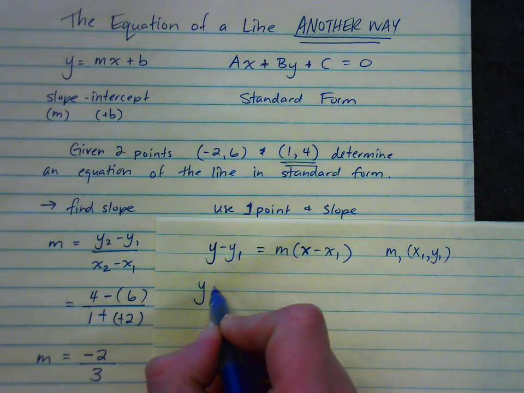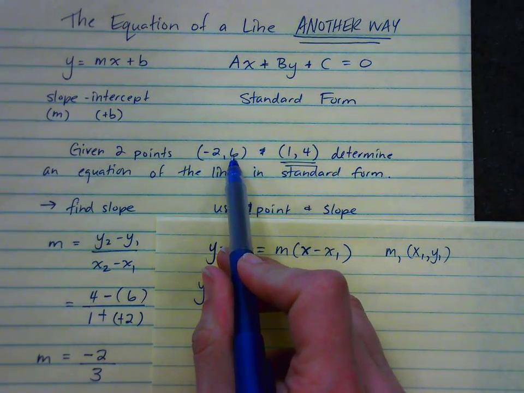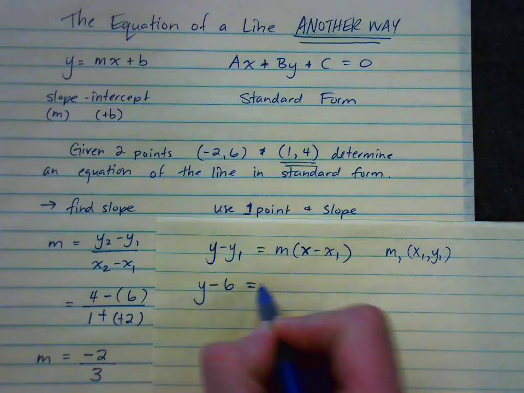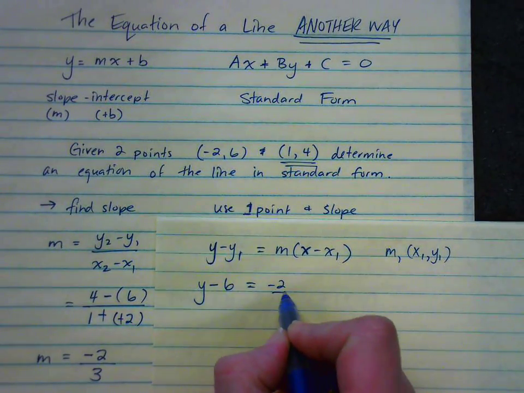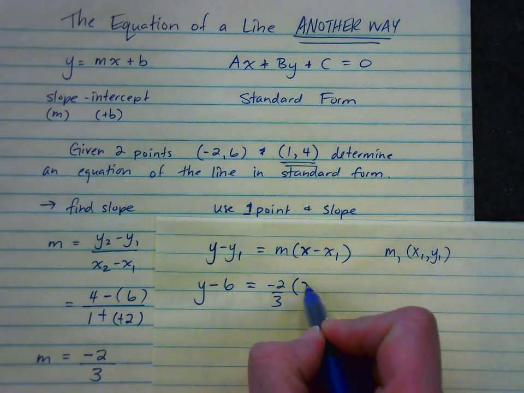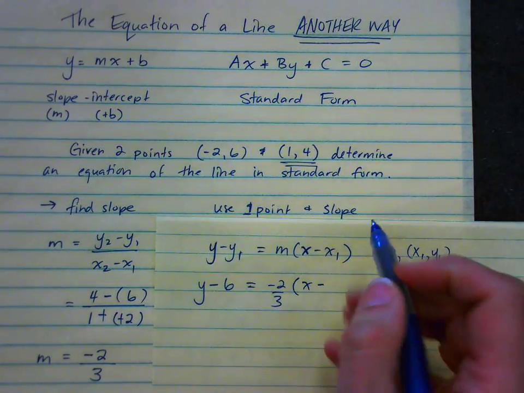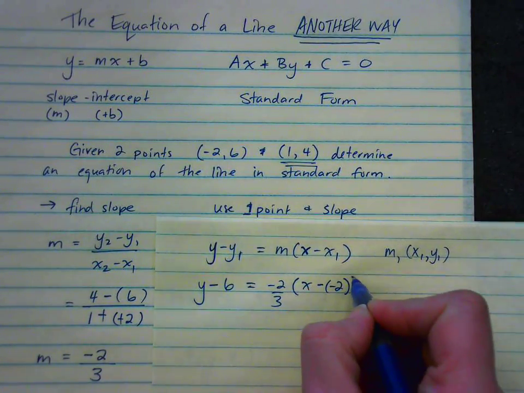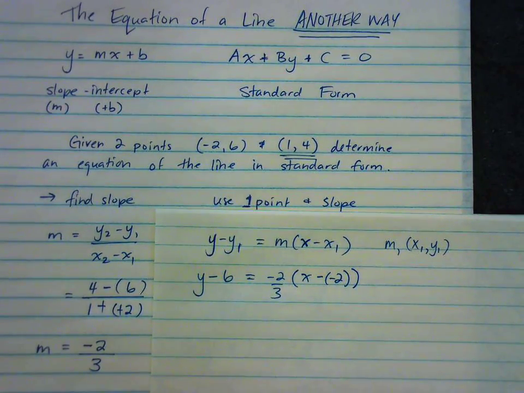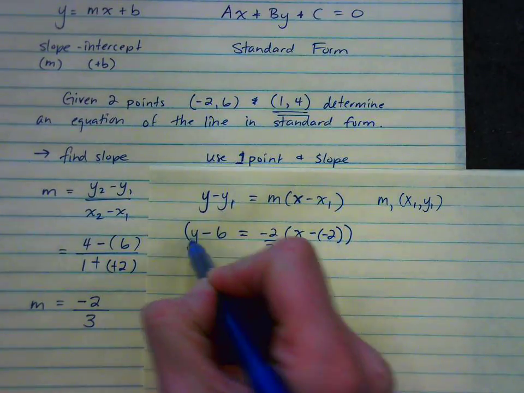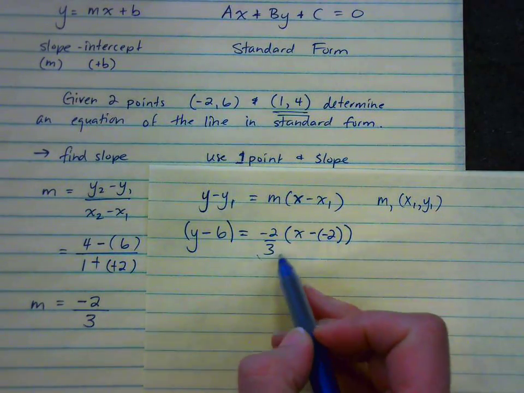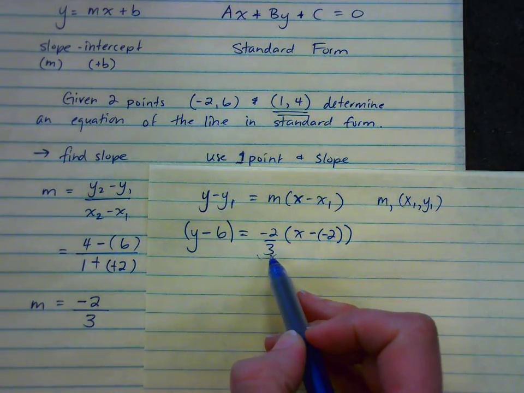So you put y minus y1, which is a 6, equals m. Our slope is still negative 2 over 3. x minus x1, which happens to be negative 2. So the first thing I'm going to do is multiply both sides by 3 so I can get rid of the denominator.